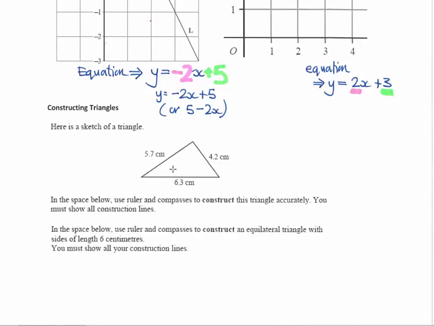Don't make it up. Don't do it without a compass and then draw in some curved lines to make it look like you've used the compass. You won't get the marks, okay? So, if you're not sure about that, look it up on Corbett Maths.